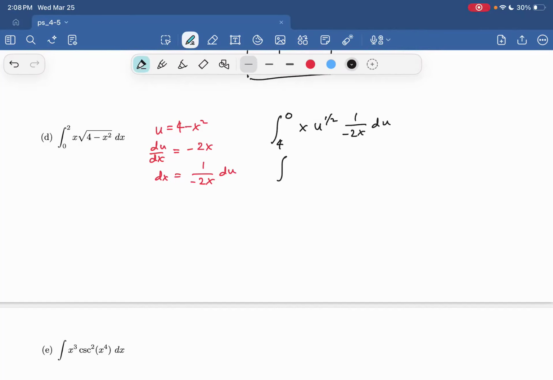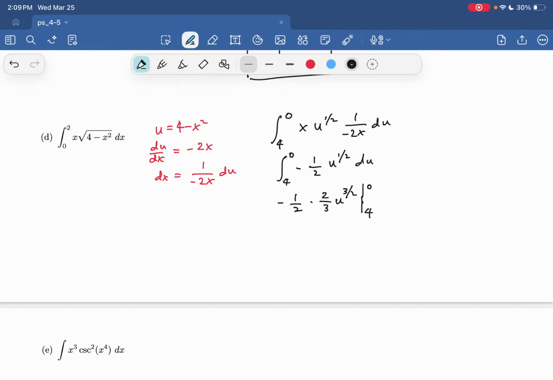So this becomes the integral from 4 to 0. -1/2 remains, the x's cancel out, and we're going to have u to the 1/2 du. So the integral of u to the 1/2 is going to be, right, 1/2 plus 1 is 3/2. So the coefficient is 2/3, and the new power is 3/2. And we'll have this from 4 to 0.